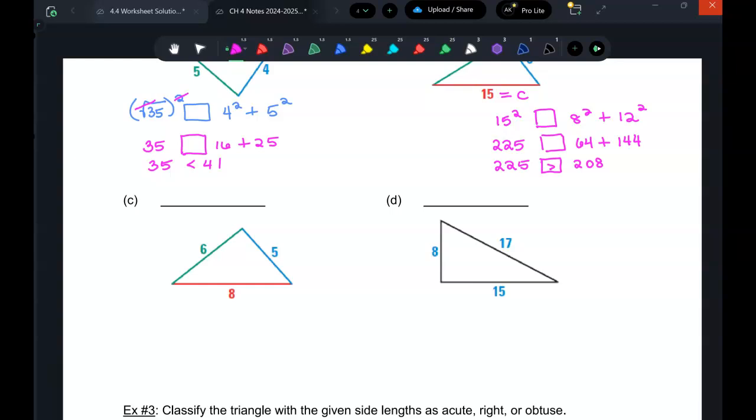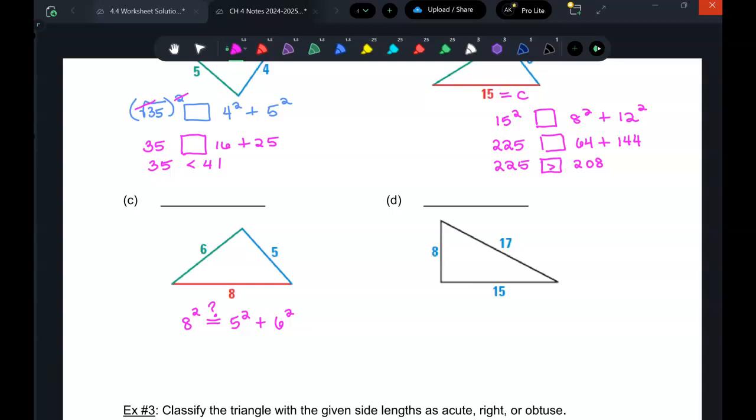Listen, you can put an equal sign. I could say 8 squared and put a question mark. But do I know if it's equal to? No, I'm trying to see if they're equal to, less than, or greater than. What do I always have to compare a squared plus b squared to? I have to compare it to c squared. That's why I always put the biggest side squared on the left.